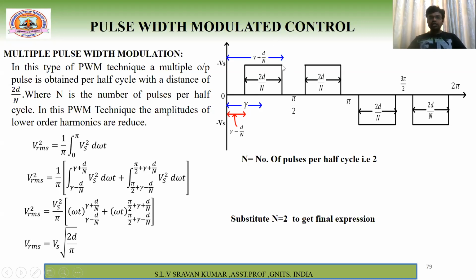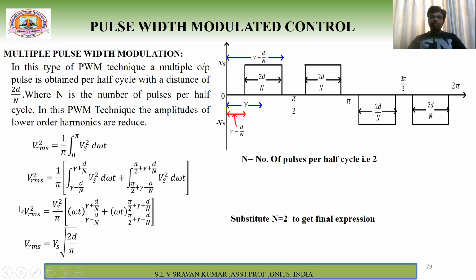Similarly, if you want to find the point here, this part is d by n. Therefore, this point is gamma plus d by n, right? Similarly, for this pulse, this point is pi by 2 plus gamma minus d by n. And this point is pi by 2 plus gamma plus d by n. Like this for the negative half cycles also, right?